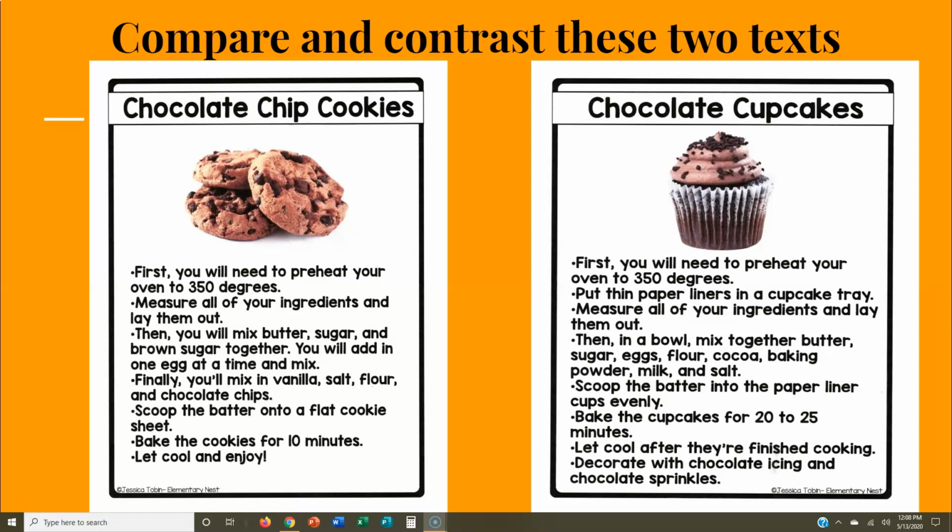Scoop the batter into the paper liner cups evenly. You're going to bake the cupcakes for 20 to 25 minutes. You're going to let them cool after they finish cooking. Decorate the chocolate cupcakes with chocolate ice cream and chocolate sprinkles. Next, we're going to be comparing and contrasting.